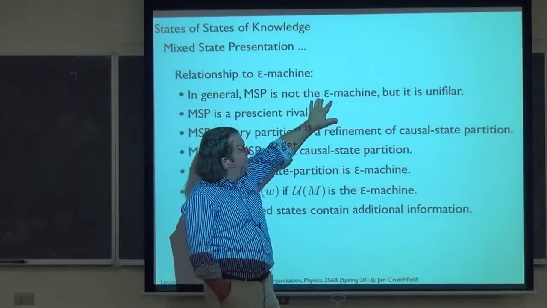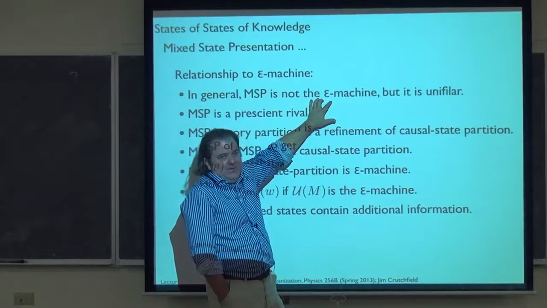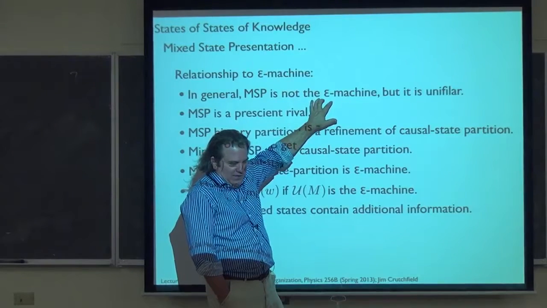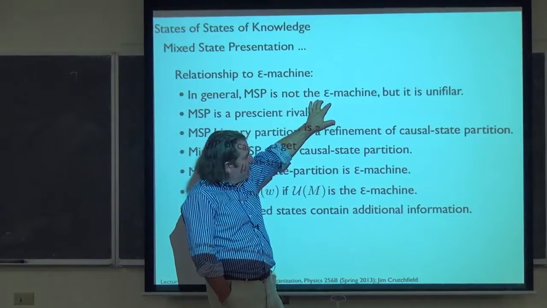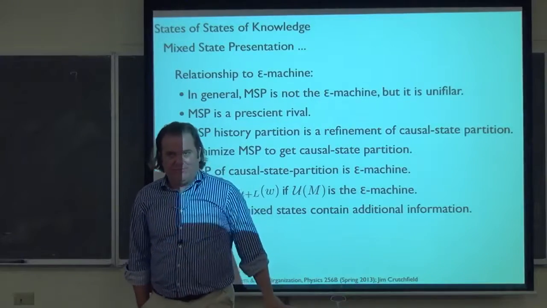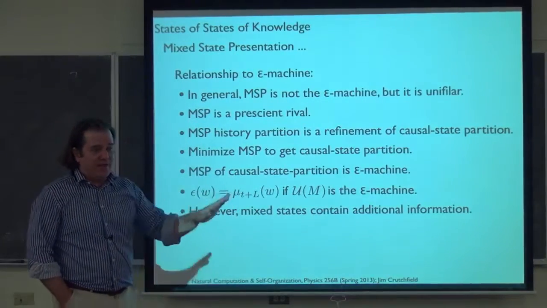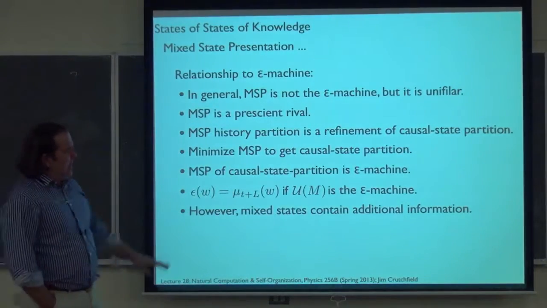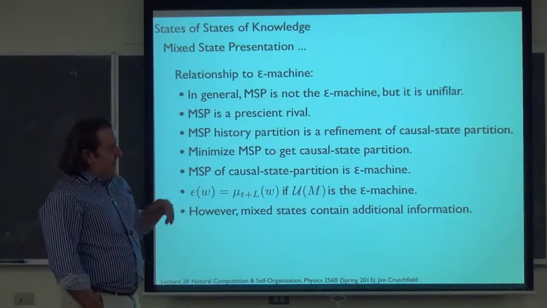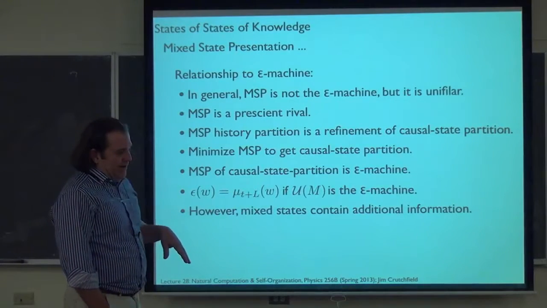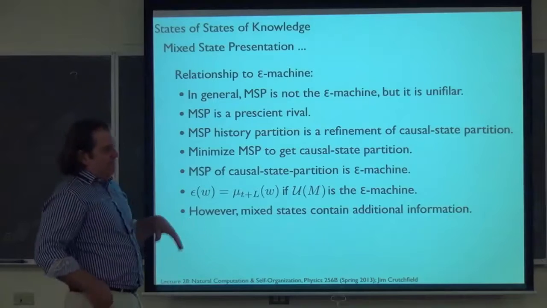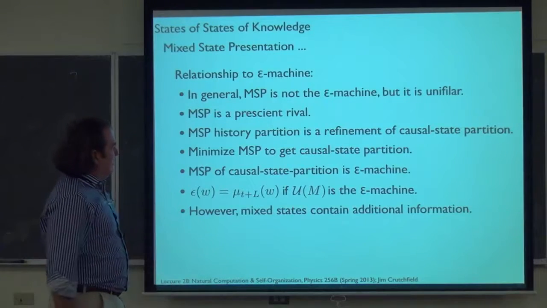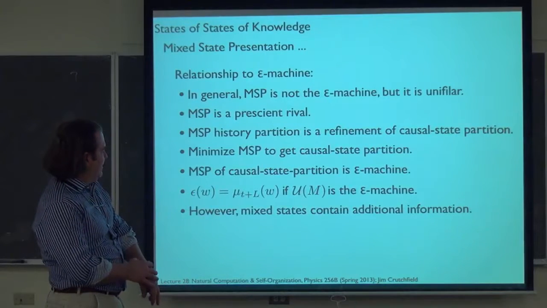Exactly what are the conditions where the mixed state presentation of a presentation will be the epsilon machine? We have some good hints about how to prove this, but it's not proven yet. And we have some simple examples, and again, I'll put one on the homework, where it doesn't minimize, but still gives you useful states. You know, there are still prescient rival states.